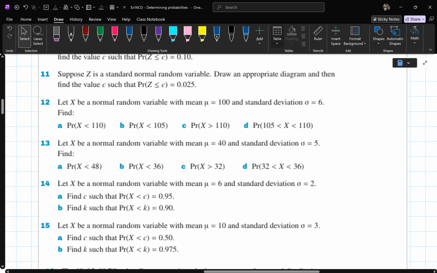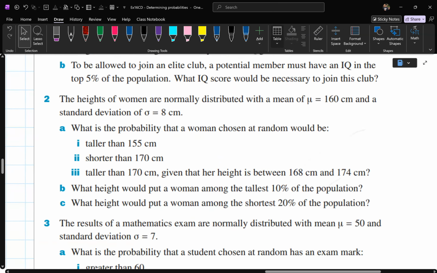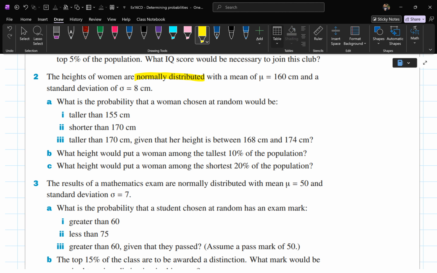Let's find an application one. Okay, let's see. All right, here's an application one. I'm just going to do this one. Question 2. Heights of women are normally distributed. So that tells you it's normally distributed with a mean of 160, standard deviation of 8. So again, draw the picture. Here we go. Mean is 160. Standard deviation is 8 centimeters.